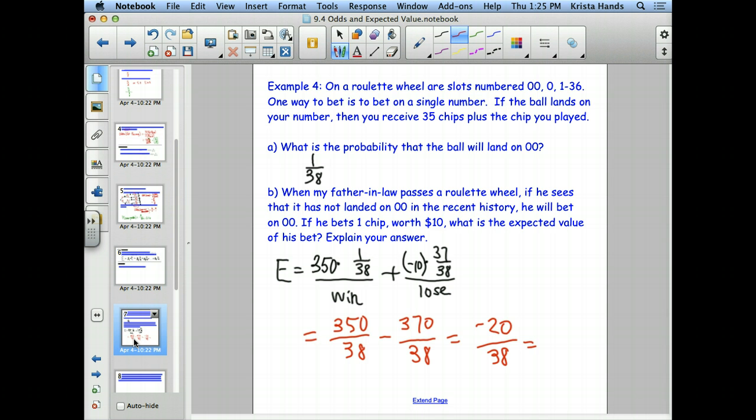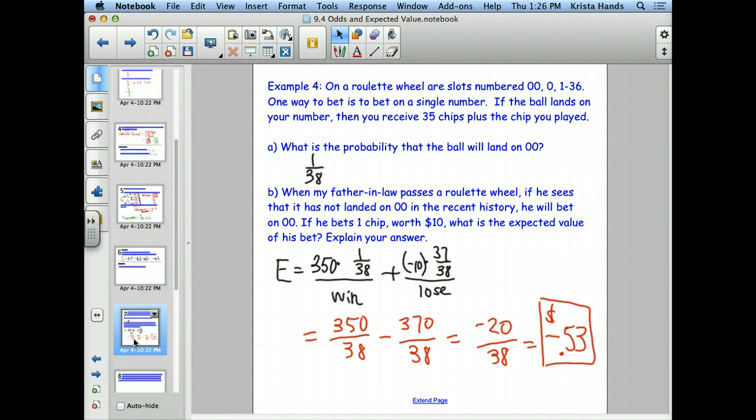What I'd like for you to do is to turn it into a decimal. Why in the world would a decimal make sense on this problem? It's an amount of money. We do our money in terms of decimals. So divide 20 by 38, and what do you get? Negative 0.5 what? 526. Do I get to write 526? 5.3. Thank you. Why do I only need 5.3, Heather? Because it's money. So on average, if I do this game a whole bunch of times, I lose about 50 cents every time I play the game.